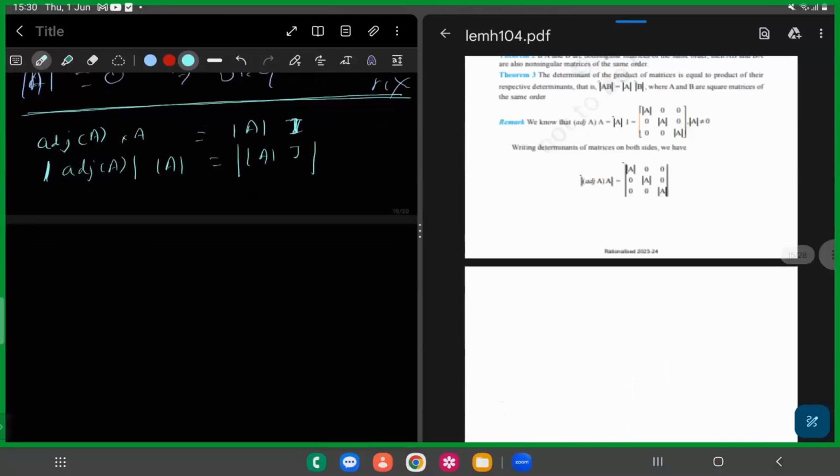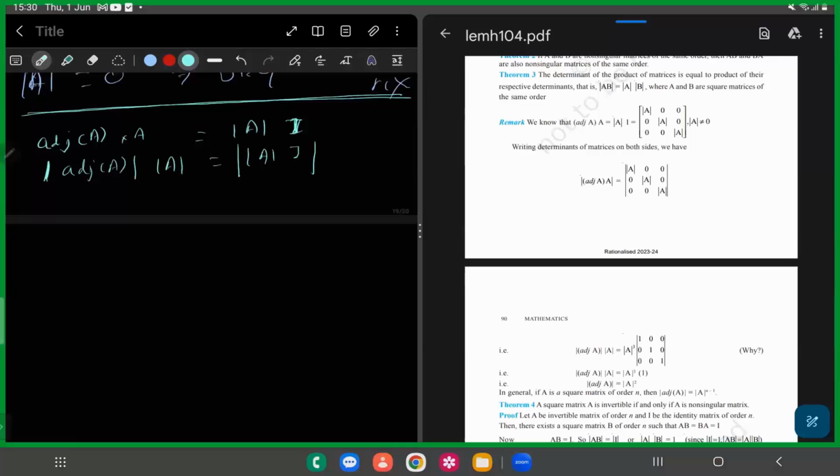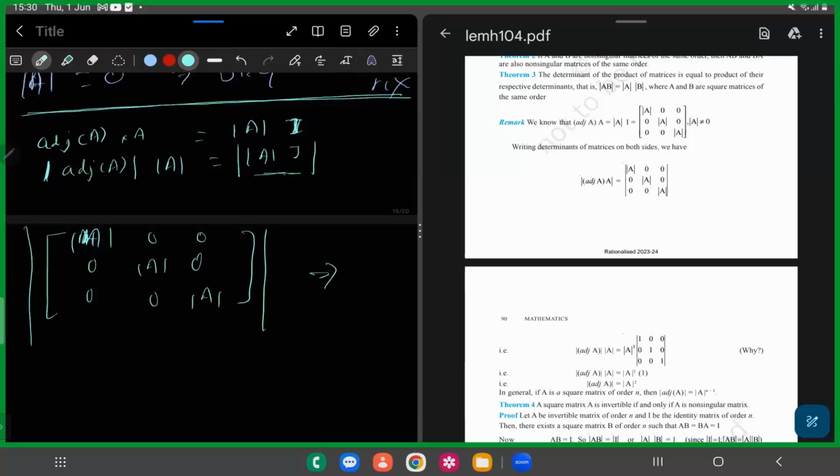If you consider this matrix, it is nothing but the matrix with determinant of A, 0, 0, then 0, determinant of A, 0, and 0, 0, determinant of A. So this is the complete matrix, and what is the value of its determinant? If you expand along this row, it will simply be equal to determinant of A cubed. So this will be the determinant of the right hand side.